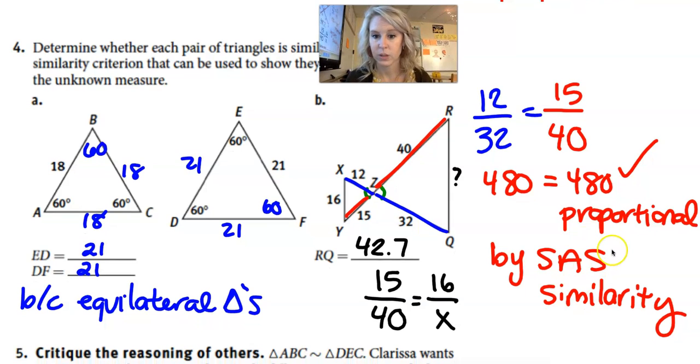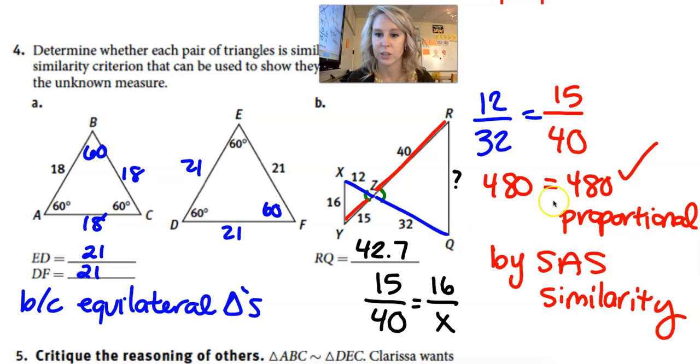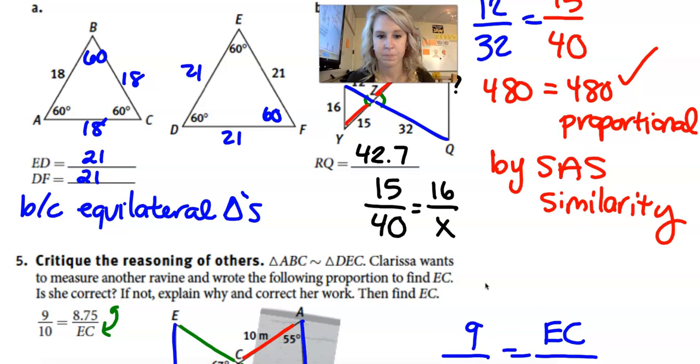Okay? So to find RQ, I did it this way. You could have done a lot of different ways. I said 15 over 40 equals 16 over x. You could have had 12 over 32 equals 16 over x, or any other combination of that. But you do get 42.7. I rounded it. Okay. Let me know if you have any questions on how to prove if it's similar, and then how to find a missing side.